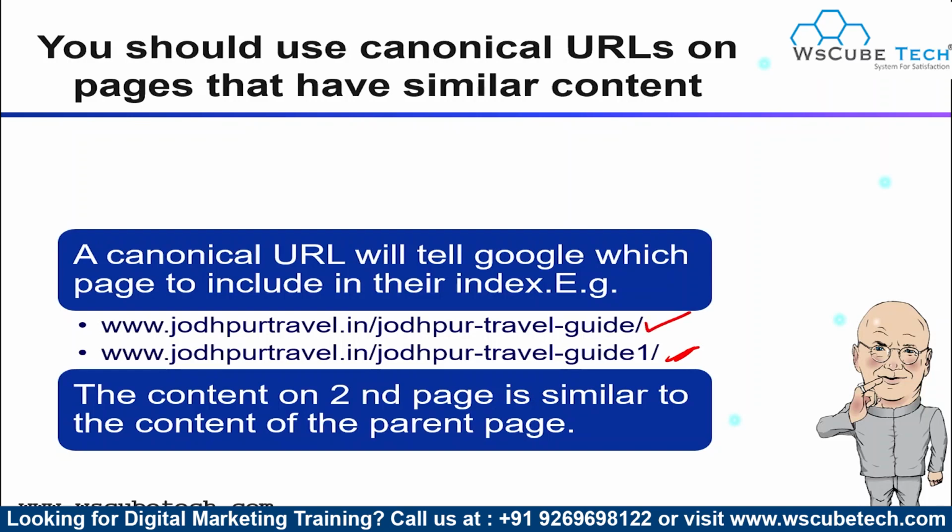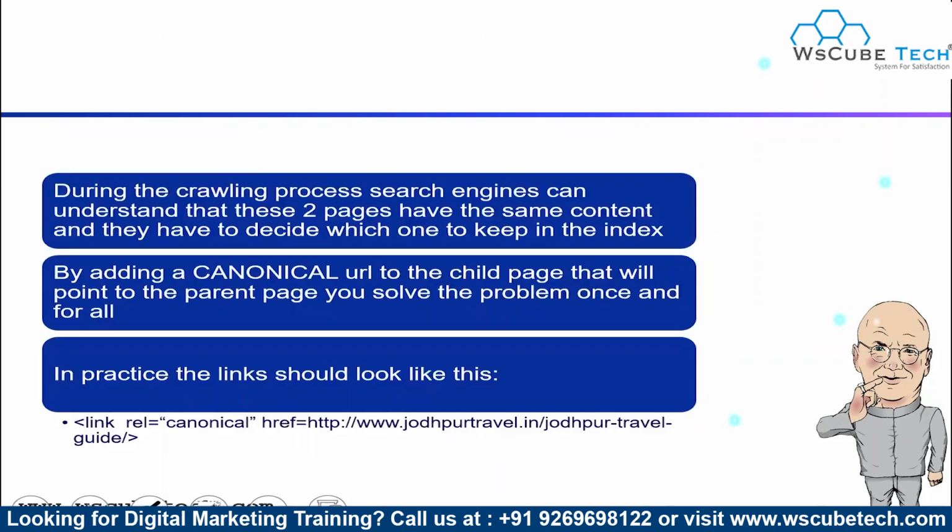So these pages have the same content, that is the parent page and that is the other page here. But we have the same content for that. So during the crawling process, search engine can understand that these two pages have the same content and they have to decide which one to keep in the index. So by adding a canonical URL to the child page that points to the parent page, you solve the problem once and for all.